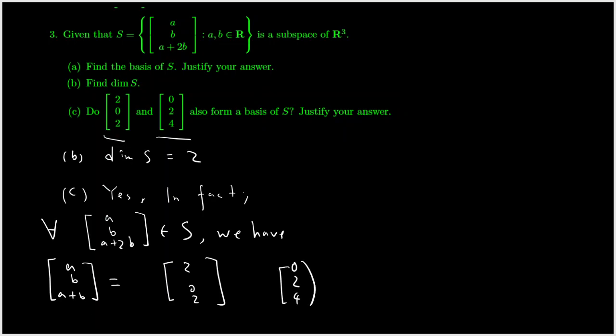Probably we have seen that many times already too. The two coefficients, the two scalars you can choose, are numbers you can verify. The first number is a over 2. The second number is b over 2. We have seen that many times, probably. This shows each vector in S is a linear combination of the two vectors in question C.